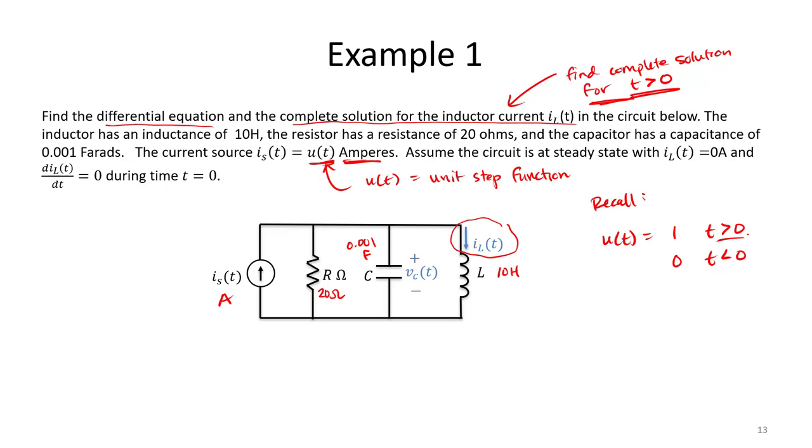Notice we are also given some initial conditions. We're told initially our inductor current is 0 amps at time t equals 0. And we're also told the time derivative of our current is also 0. Let's go ahead and give this example a try, and let's follow our 10-step recipe.